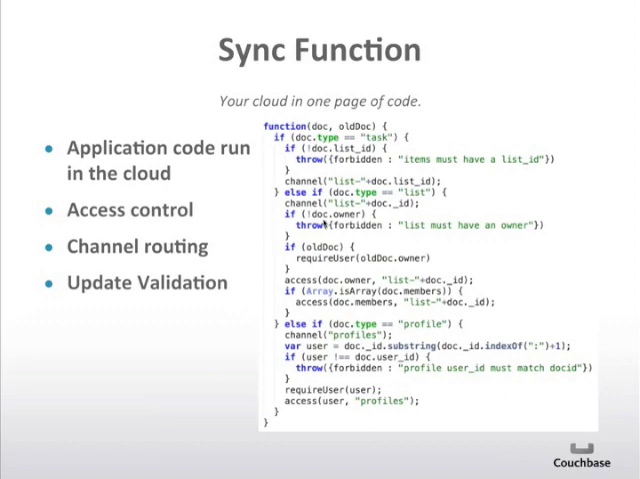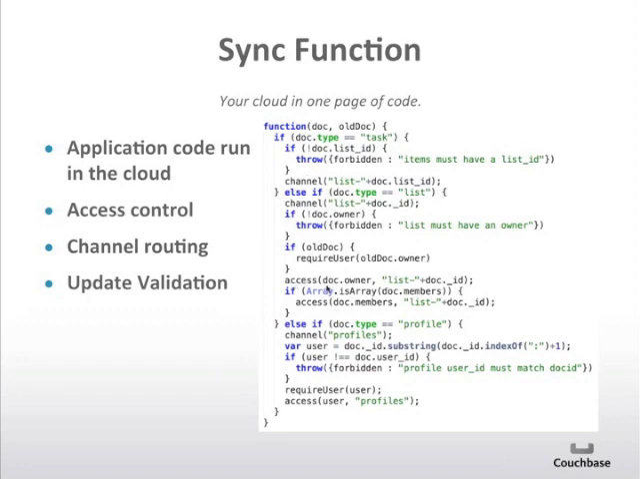So we'll talk more about how this function works in a future webinar. I guess if someone wants to go start hacking on it right away, there's obviously the documentation online, but the main things to look at here are this function called channel, which is putting the task documents in a particular channel based on their list ID. And this other call to channel is putting the list documents into that same channel so that a list document and all its tasks are available together.